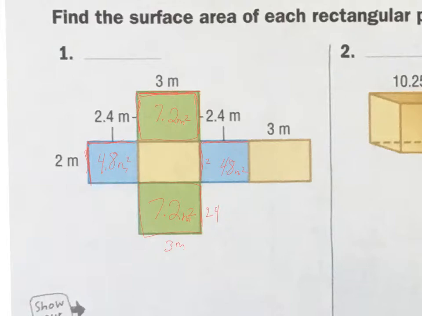Okay. Now, we just have this one and the center. So this side is 3, this side is 2. 3 times 2 is 6 meters squared. And this is going to be a 3 by 2 also, which is 6 meters squared. Now we just add them all up. So 4.8 plus 4.8 plus 7.2 plus 7.2 plus 6 equals 36 meters squared. Okay?